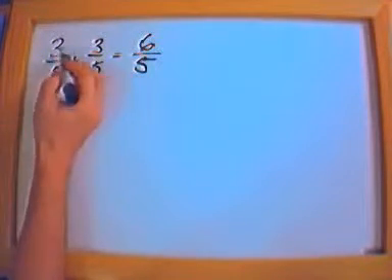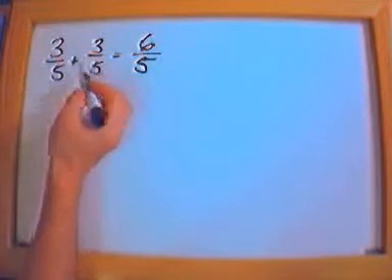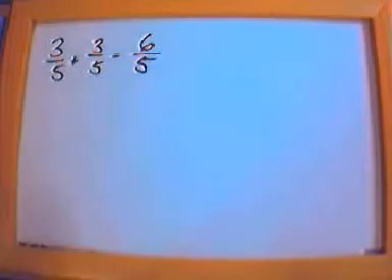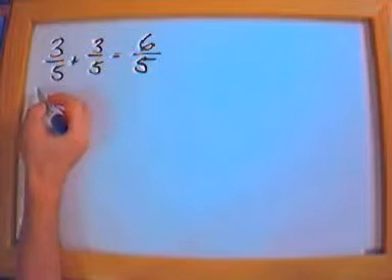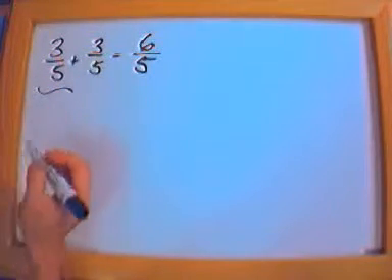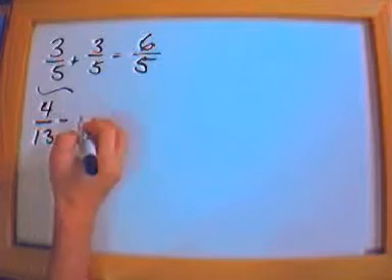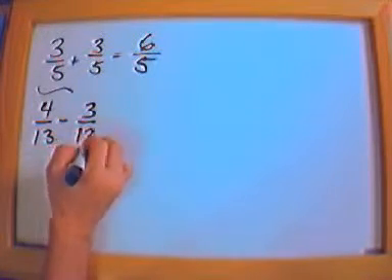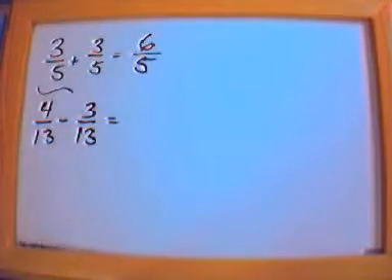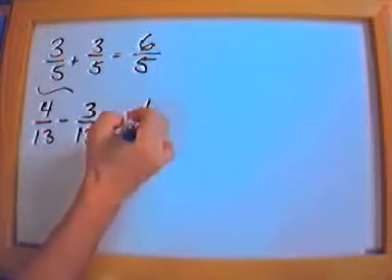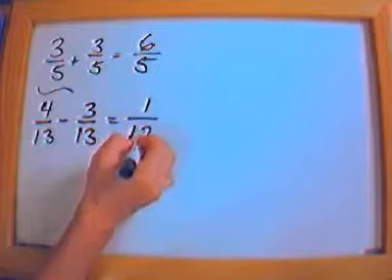Because really I'm adding portions of a 5. I'm adding 3/5 plus 3/5. So I've got to keep the same bottom number so that it is represented in terms of fifths. Let's just do more problems. I think it'll be clear. 4 over 13 minus 3 over 13. Again, the bottom number is the same. So I can just simply subtract the top. 4 minus 3 is 1, and I just keep the bottom number, which is 13.